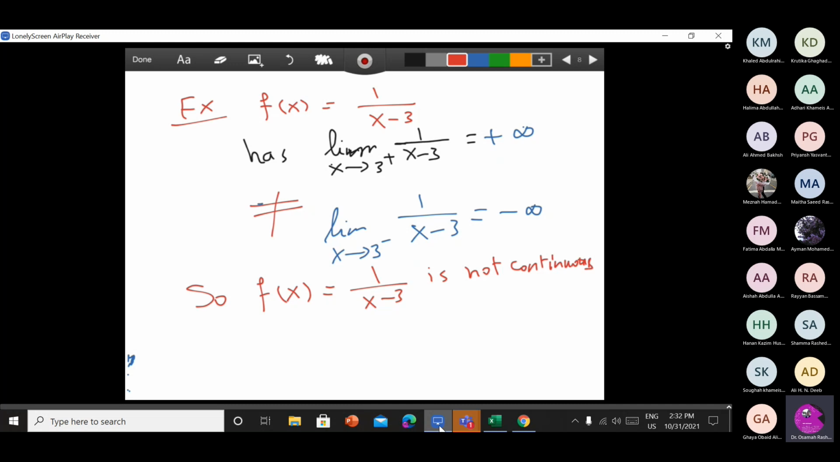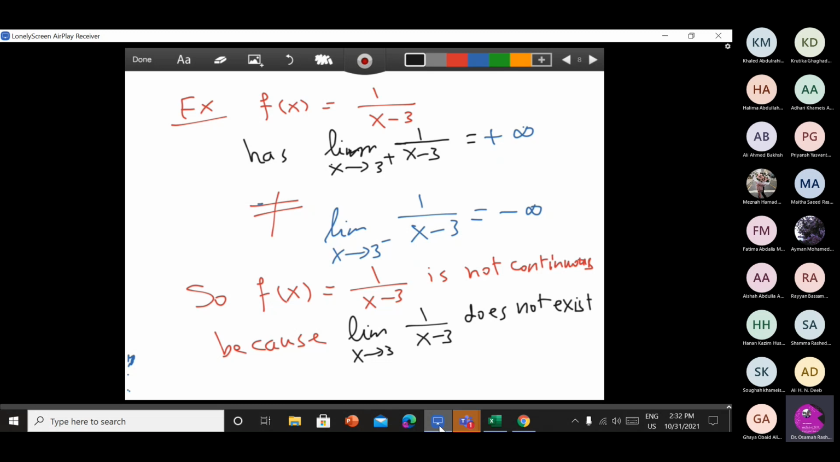Okay. This right limit is not equal to the left limit, because the limit doesn't exist. The limit when x tends to 3 for 1 over x minus 3 does not exist. Okay, this is around 3.